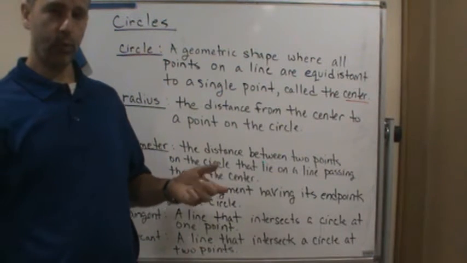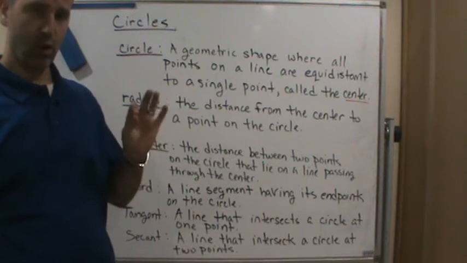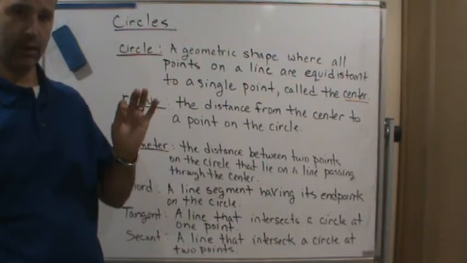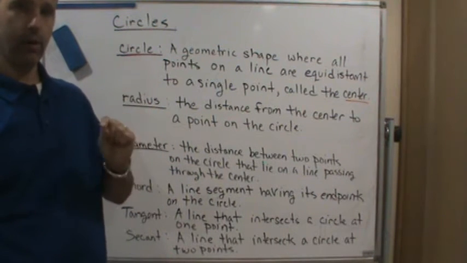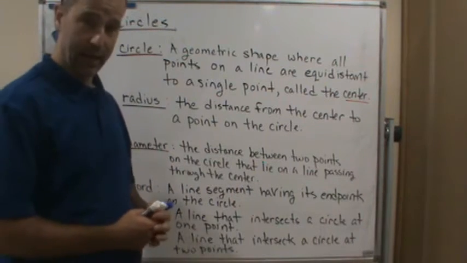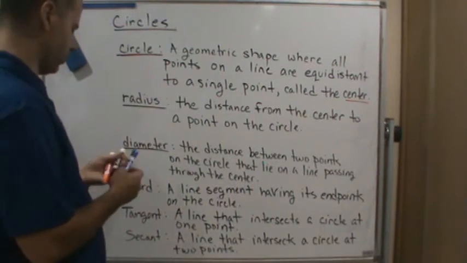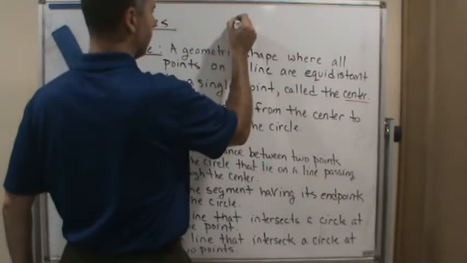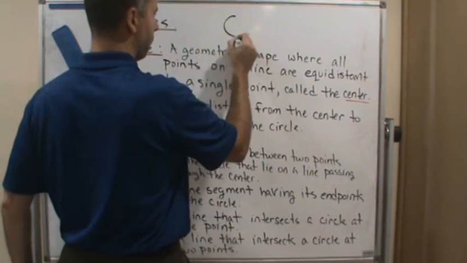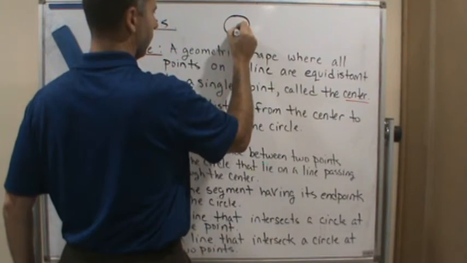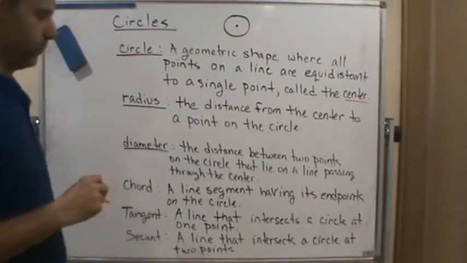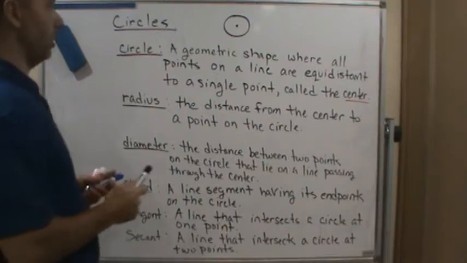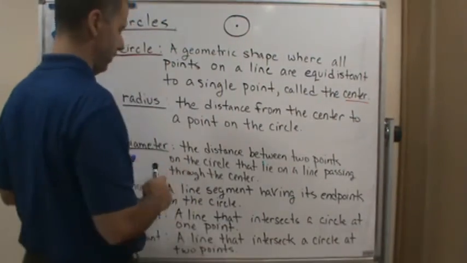So again, what we mean by equidistant is that all the points on the line are the same distance from the point. And the only way you can have that is when you have a circle. Well, by definition, right? So the only way we can have a line that is equidistant to one point is to have something like this. And so we call this point the center.